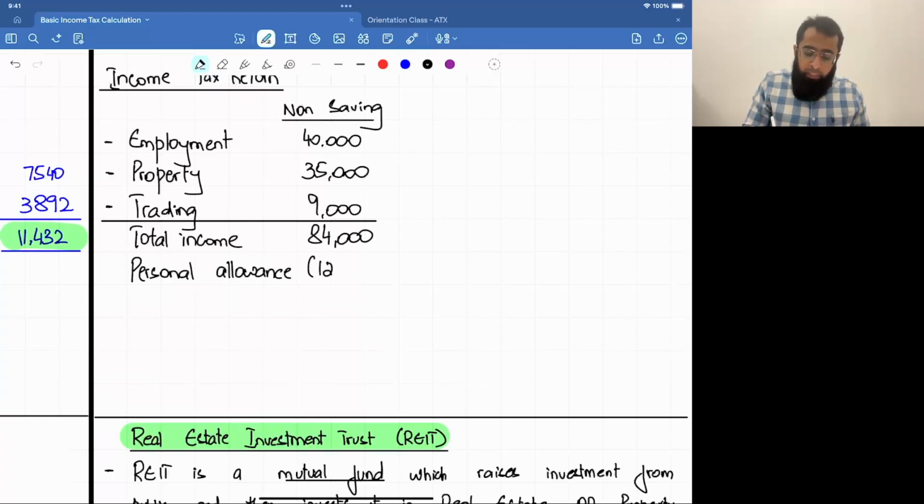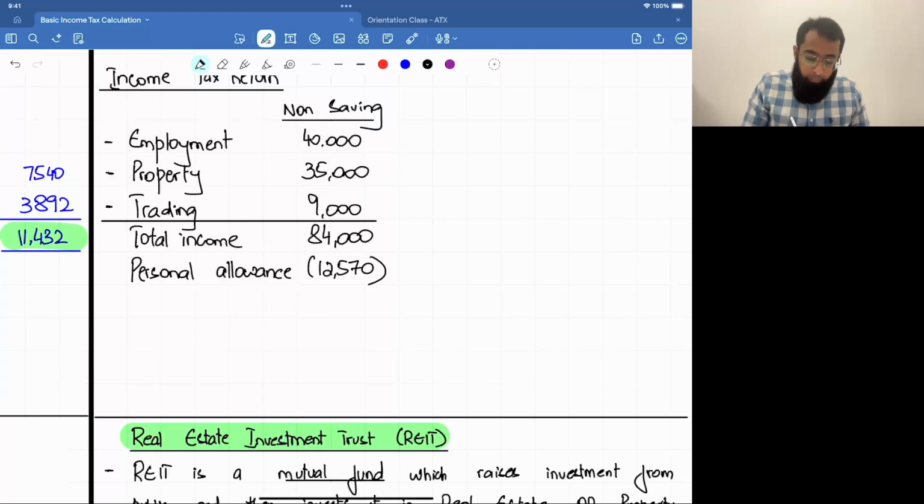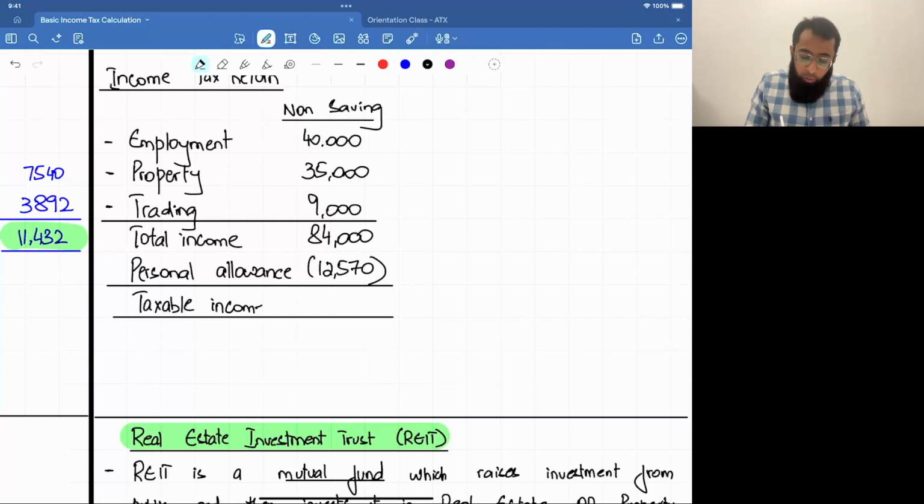Done. Let's deduct the personal allowance from it, 12,570. This will be available in the examination in the tax rate sheet, so nothing to worry if you don't remember the values. You will get the value of your taxable income. So your taxable income will be 84,000 minus 12,570. That gives you 71,430. Done? Let's charge tax on it.